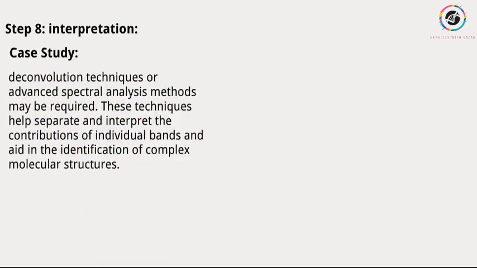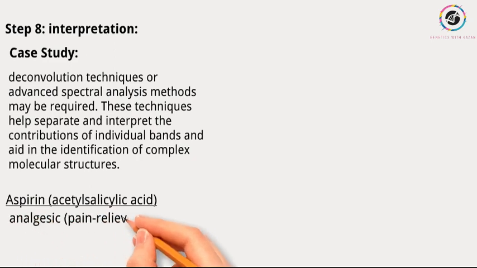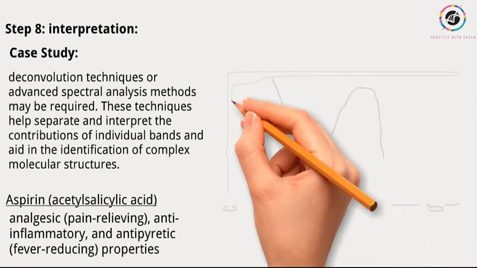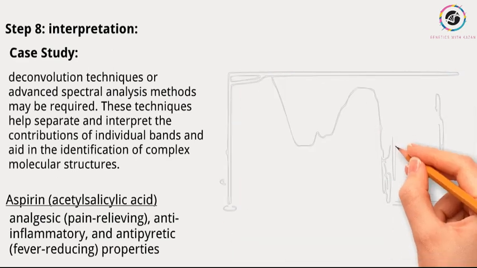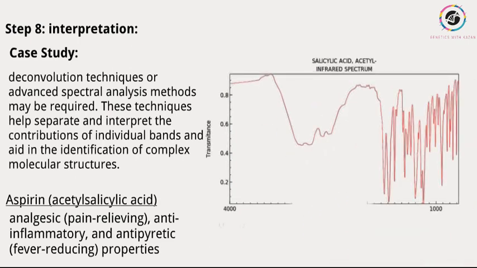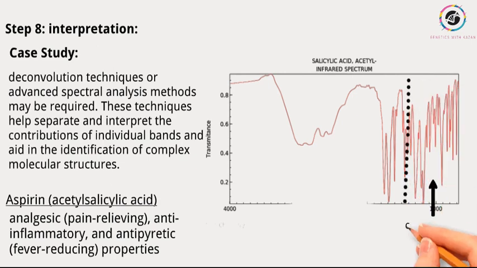One famous compound that has been extensively studied using IR spectroscopy is aspirin, acetylsalicylic acid. Aspirin is a widely used medication with analgesic, pain-relieving, anti-inflammatory, and antipyretic, fever-reducing properties. Spectral interpretation. The obtained IR spectrum is analyzed to identify the characteristic absorption bands and infer the molecular structure of aspirin. Firstly, the fingerprint region provides unique patterns that are characteristic of a specific compound, which is aspirin in this case. Secondly, functional groups. Carboxylic acid.